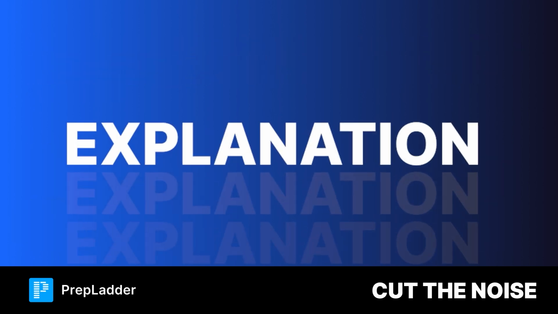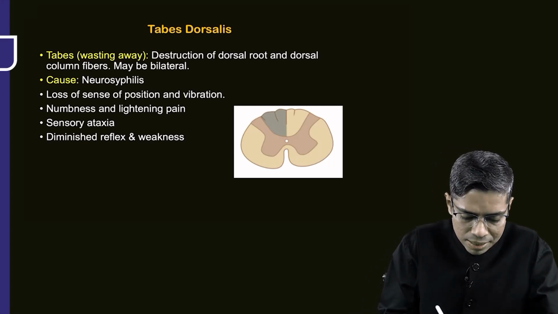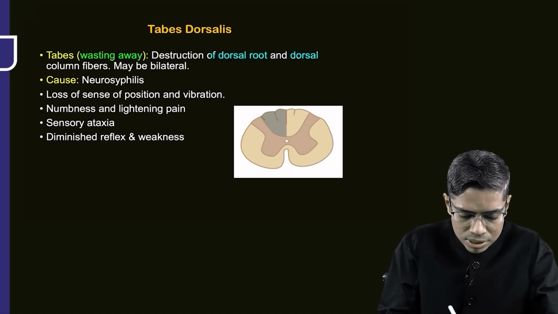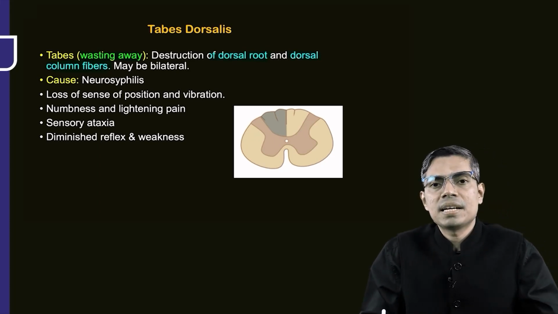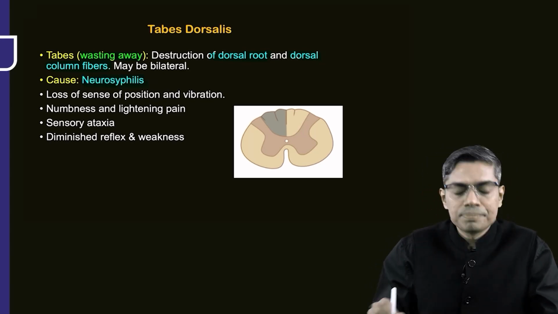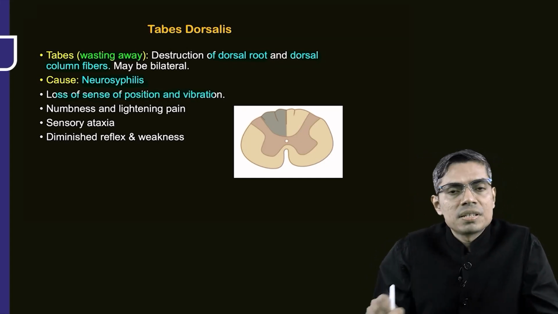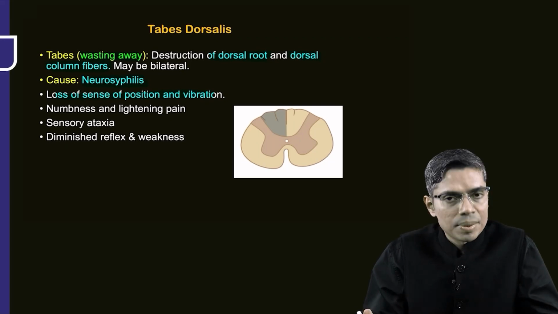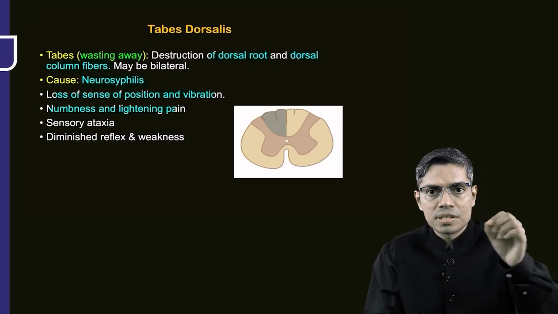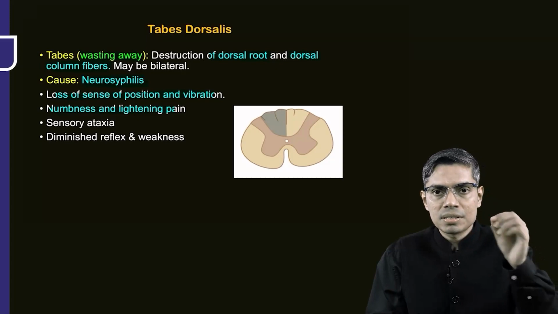Here's the explanation. Now, tabes dorsalis: tabes means wasting away, right? It is selective destruction of the dorsal root or dorsal column fibers. This is typically caused by neurosyphilis infection. There will be loss of position sense and vibration sense, obviously, as that is carried by the dorsal column pathway. There will be numbness and lightning pain towards this root, because this root is damaged, so there will be lightning pain around this nerve fiber.